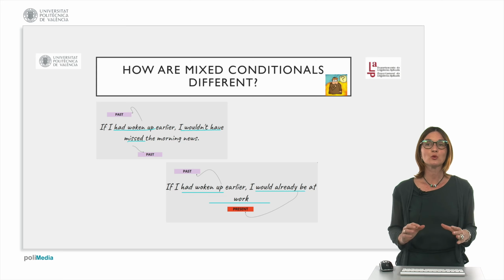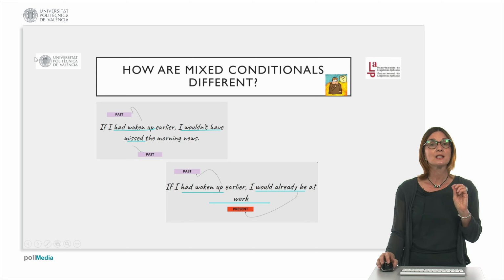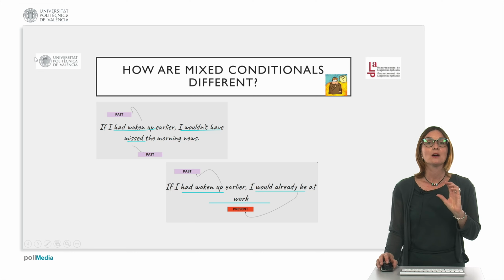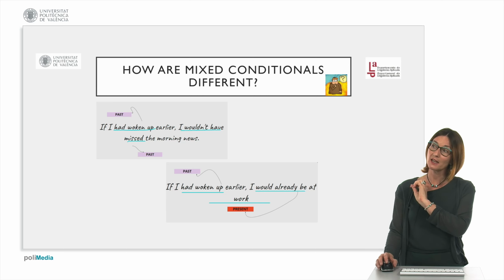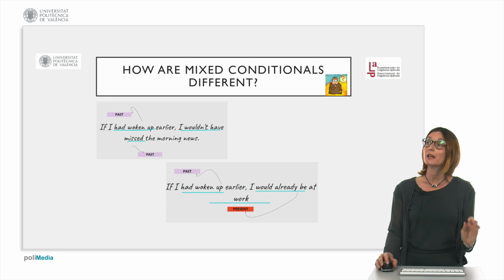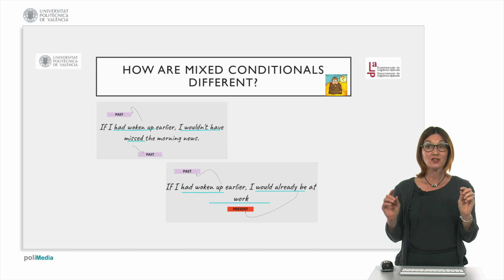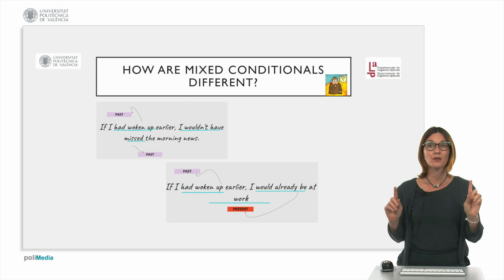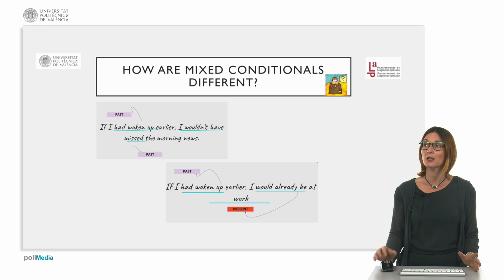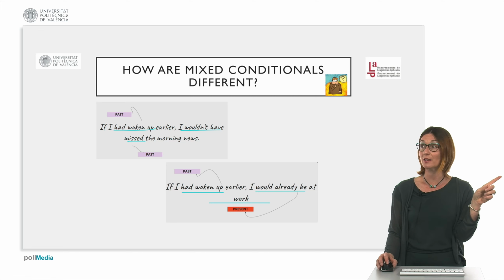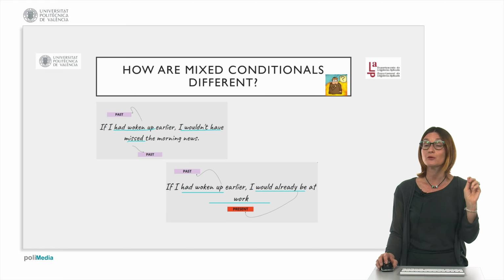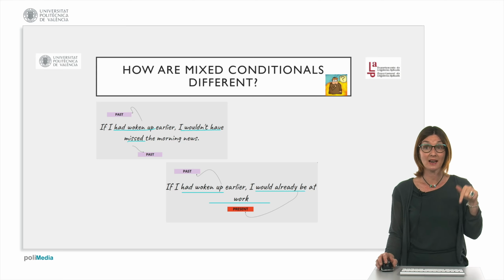So the main difference between these types of conditional sentences and mixed conditional sentences is the time frame. Mixed conditionals help us move throughout time. If we have a look at this sentence, which is a mixed conditional, we can see that the tenses in the if and in the main clause are pointing to different time frames. So, if I had woken up earlier, we have had woken, a past perfect, so this is pointing to an action in the past. I would already be at work now.